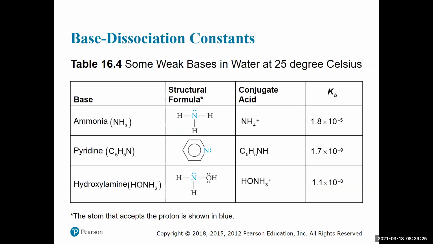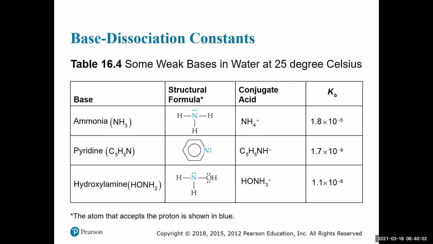Just as we talked about dissociation constants for different weak acids, here are some for weak bases. If you look at the structural formula, highlighted in blue is where the proton is added. In each of those cases in this part of the table, the nitrogen with the lone pair of electrons on it has the proton added to it. So the proton gets added to the nitrogen, and then it has a positive charge at that location.